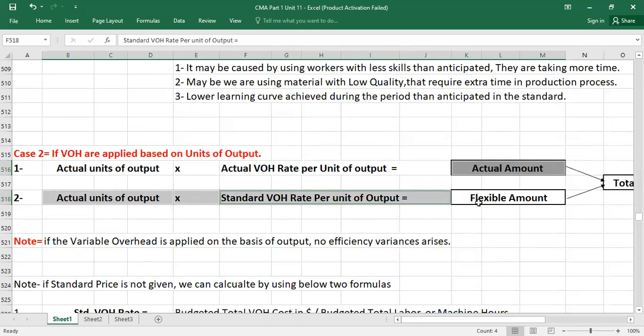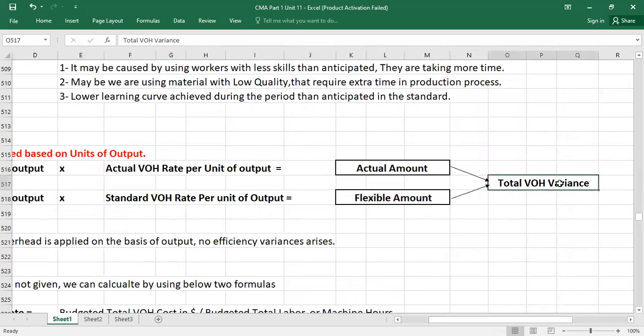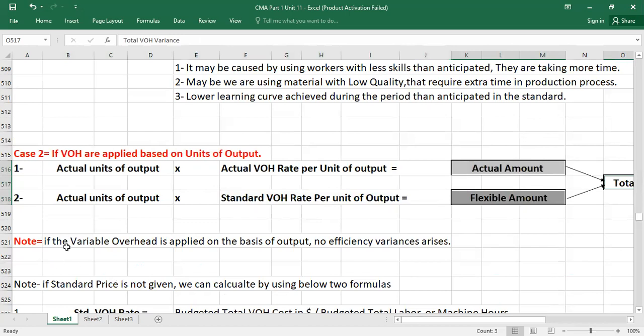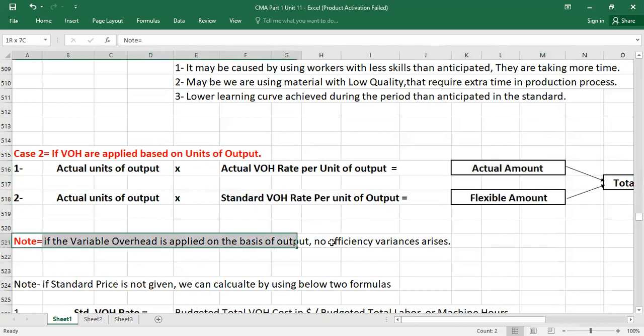By the way, this is also called flexible amount or flexed amount under British studies. So the third line you cannot produce, guys. So this will result in total variable overhead variance. If you take the difference of the first line and the second line, this will result in total variable overhead variance. And here we have a very important note. The note is that if the variable overhead is applied on the basis of output, no efficiency variance arises. Please don't forget, no efficiency variance will arise. Okay, don't forget this point.